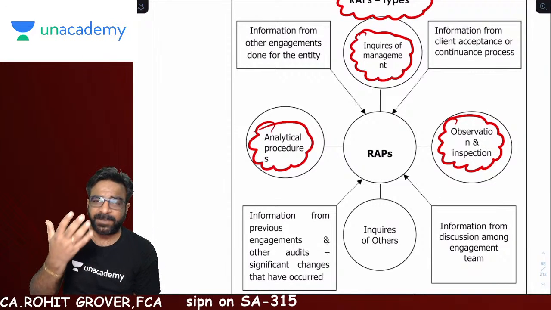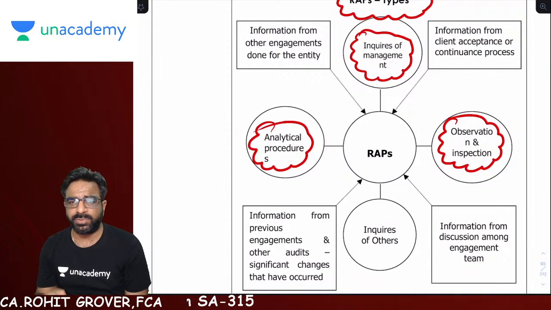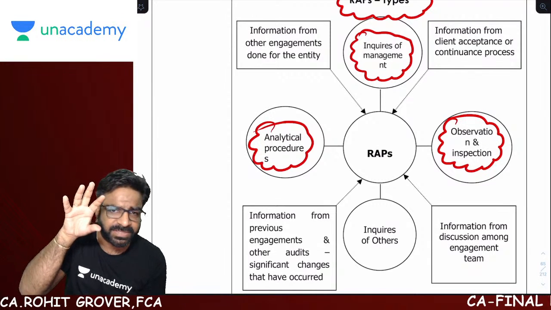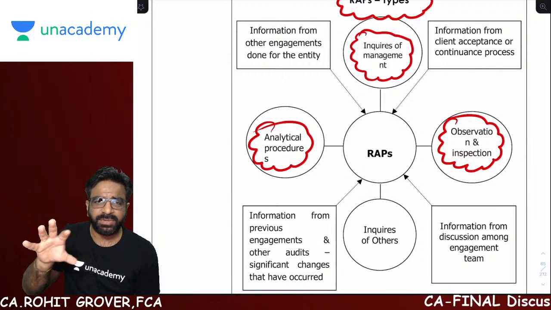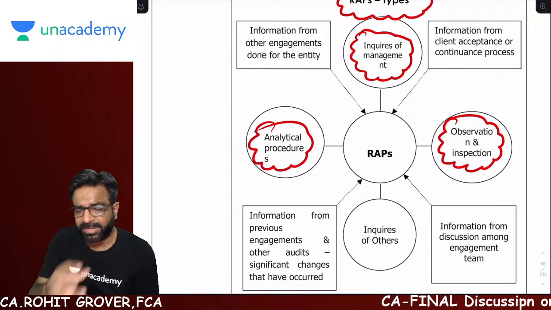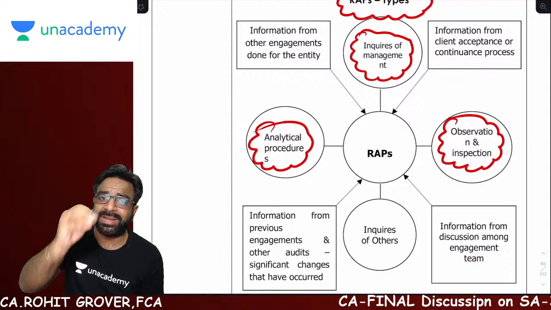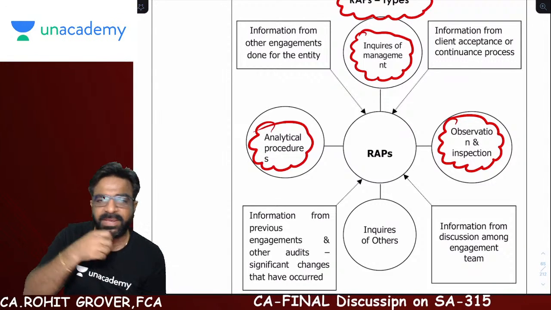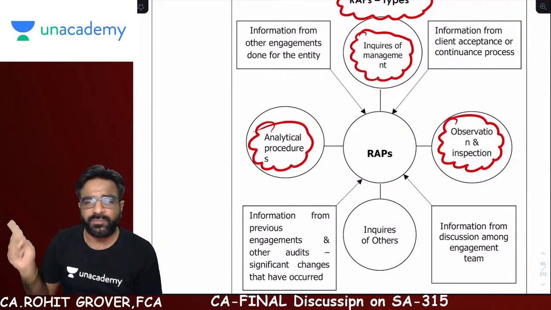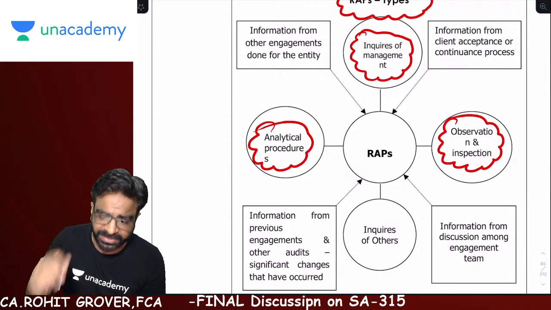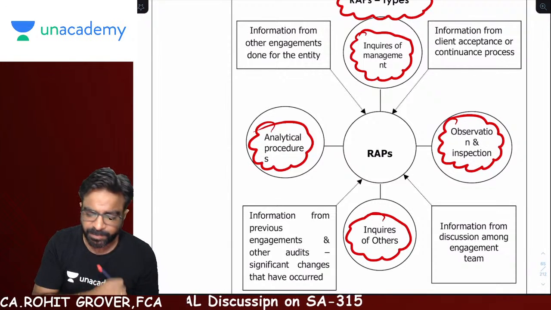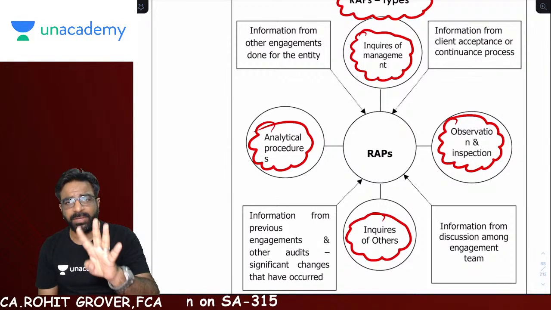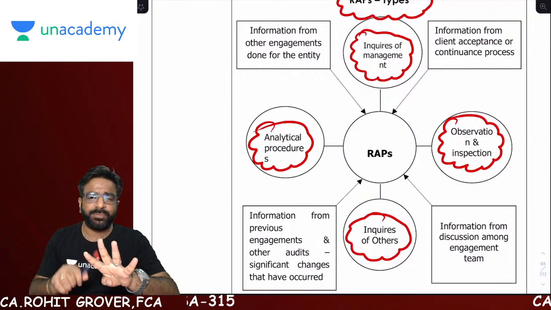You all know, as per SA-520, what analytical procedures mean: when there is a correlation between the various transactions which have taken place in the entity. At that point, the auditor should try his level best to first apply analytical procedures. But if he is not getting the results via analytical procedures, then only he should go for testing of details. And what is the fourth risk assessment procedure? The fourth is inquiry of others. So there are basically four risk assessment procedures which you may write in the examination.